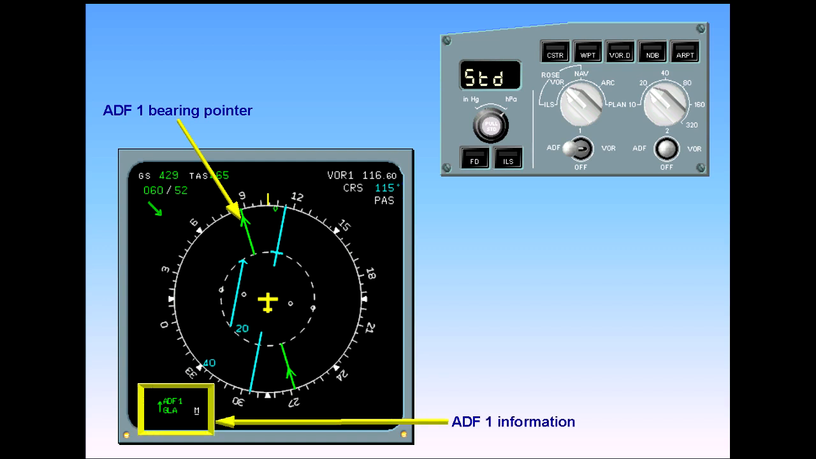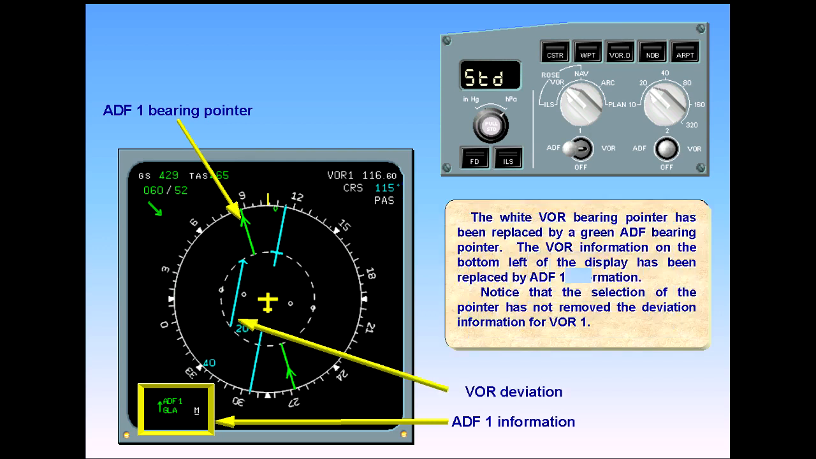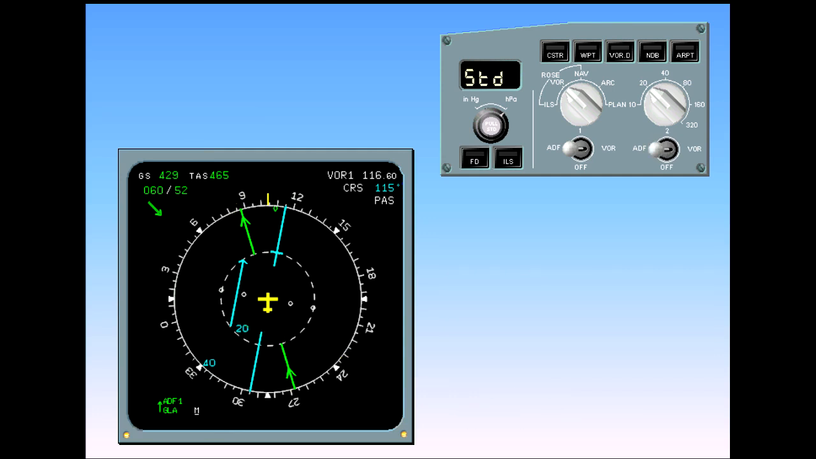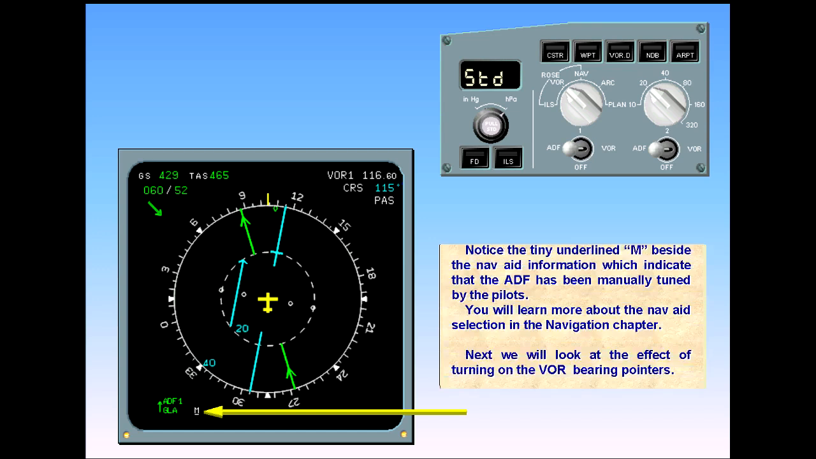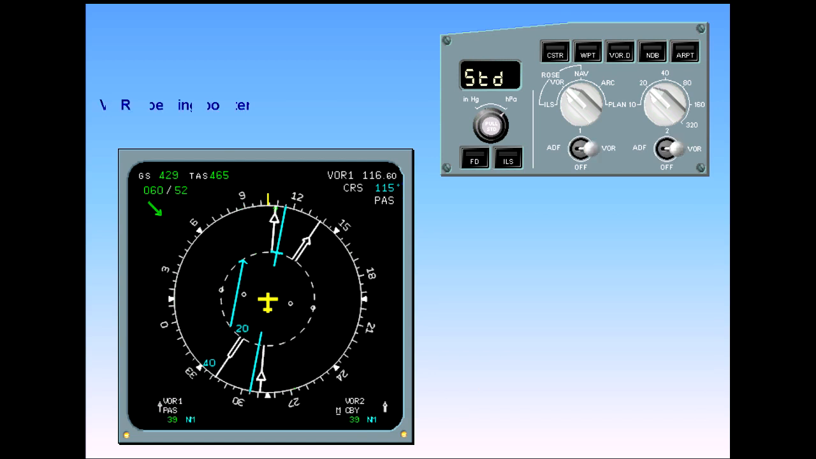Notice that the selection of the pointer has not removed the deviation information for VOR1. Notice the tiny underlined M beside the nav aid information, which indicates that the ADF has been manually tuned by the pilots. You will learn more about the nav aid selection in the navigation chapter. Next, we will look at the effect of turning on the VOR bearing pointers. The two white VOR bearing pointers are now visible. You have seen the two raw data displays. Now let's look at the rose nav display.